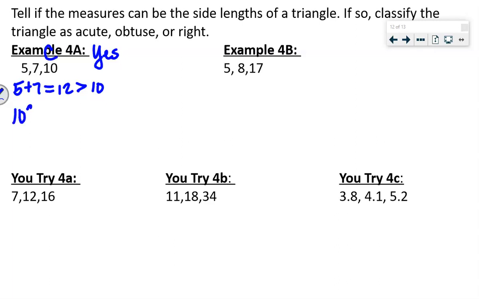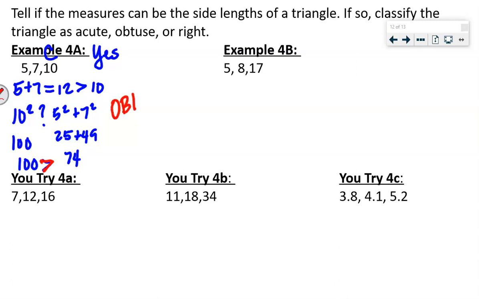So we're going to go 10 squared, and then we're asking ourselves, how does it relate to 5 squared plus 7 squared? So this is going to be 100, and this is going to be 25 plus 49. That's 74 and 100. So what is the relationship there? Obviously, C squared is greater. So that means this is an obtuse triangle.